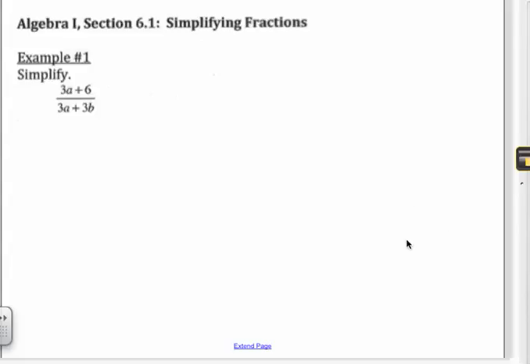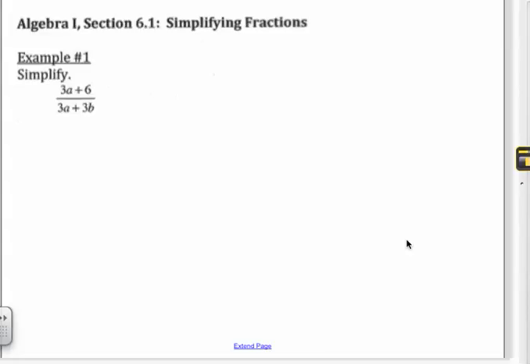Okay, guys, simplifying fractions. A lot of what we did with factoring, well, there are a number of reasons why we factor. One is because sometimes it's easier to solve a quadratic equation that way, by factoring. But another reason why we did it is so that we could simplify fractions. We could make them a little simpler for us to look at.